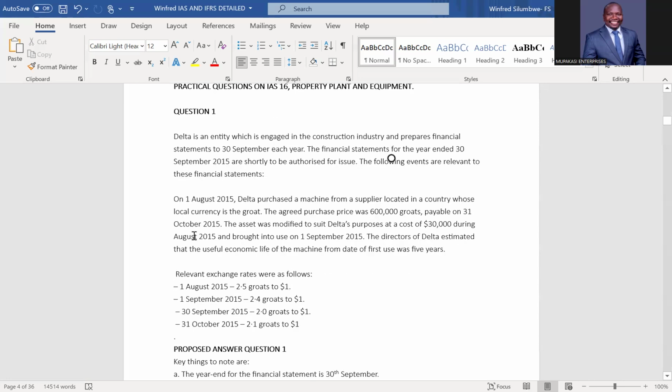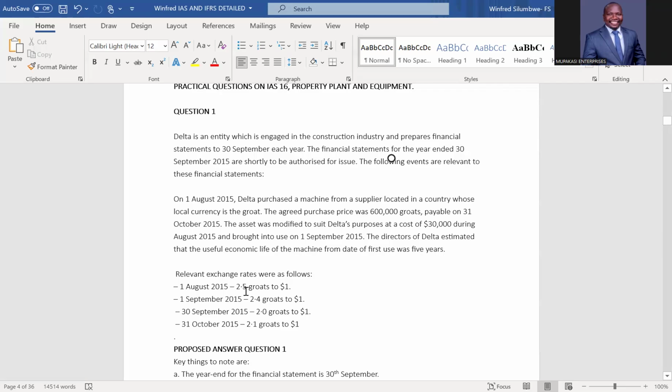Now on 1 August 2015, Delta purchased a machine from a supplier located in a country whose local currency is the groat. The agreed purchase price was 600,000 groats, payable on 31st October 2015. The asset was modified to suit Delta's purposes at a cost of $30,000 during August 2015 and brought into use on 1 September 2015. The director of Delta estimated that the useful economic life of the machine from the date of first use was 5 years.